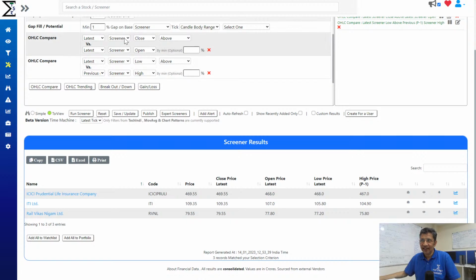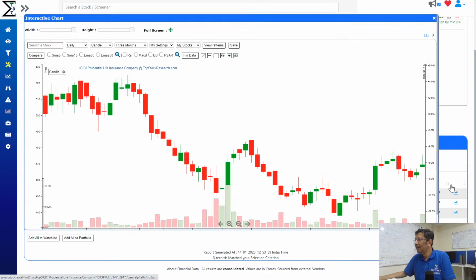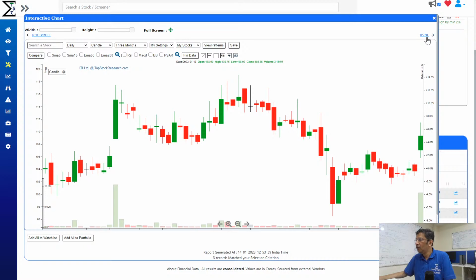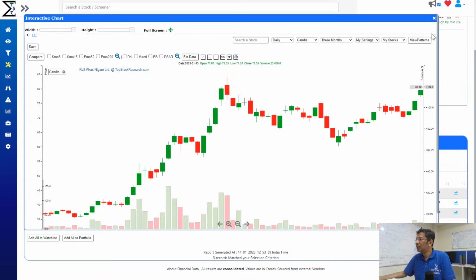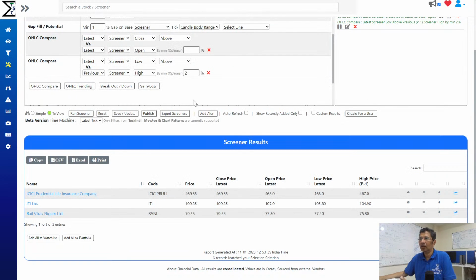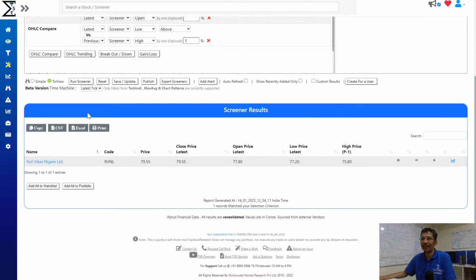Now if you want the gap between these two also to be at least 2%, a much more solid gap up. If you just look at this one, it will give you any of the theoretical gap ups. Now, if you are looking for much more serious gap ups, wherein the gap up has to be at least by a percentage, you can add a percentage out here. I'm giving you a 1% to see if there's any stock which matches this criteria.